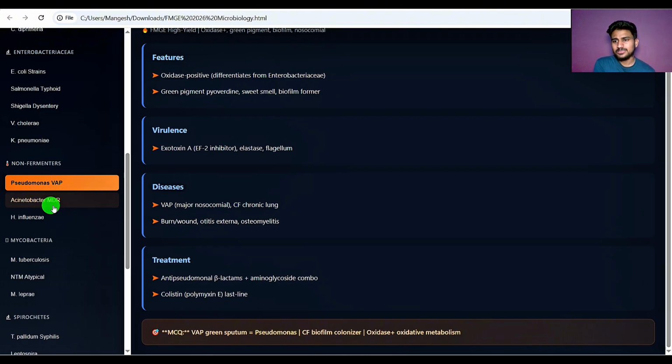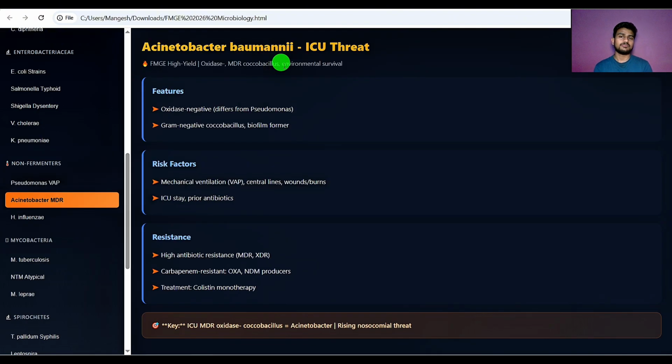The next bacteria that we are going to cover is Acinetobacter MDR, multi-drug resistant. It is an ICU threat. The features are that it is oxidase negative. It differs from Pseudomonas, which was oxidase positive. This is also a gram negative coccobacillus, and it also forms a biofilm around it. So these are the things that you have to remember about features.